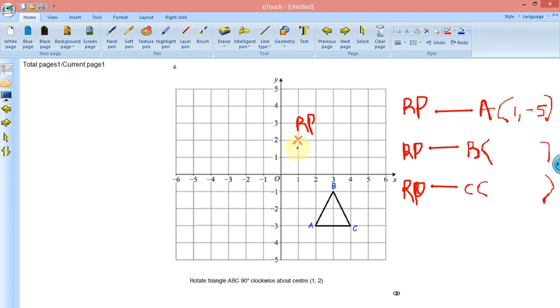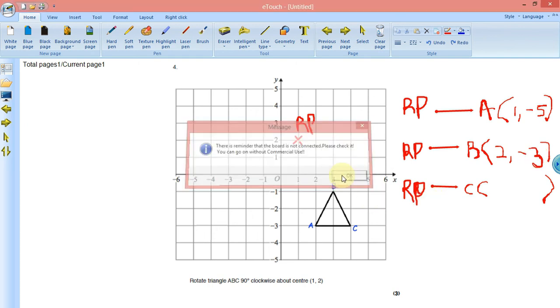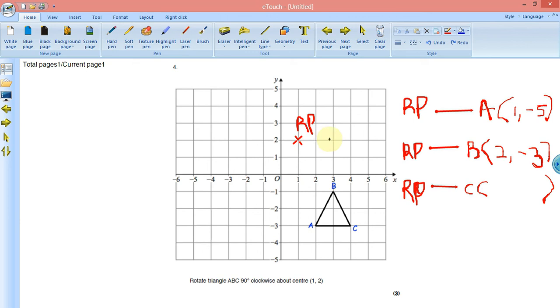So from this point to B now, 1, 2, then 1, 2, 3, that is (2, -3), because that 3 is down and the 2 is right, that is why it is positive. Okay, from rotation point to C also, 1, 2, 3, then 1, 2, 3, 4, 5. So (3, -5), (3, -5). So we have the coordinates now.